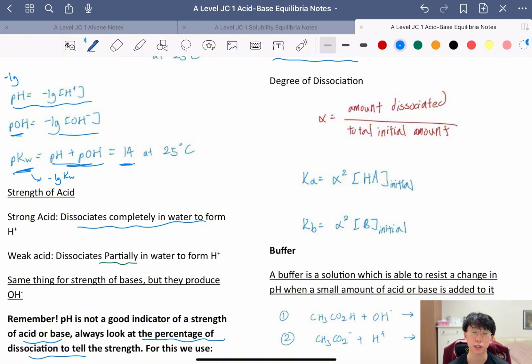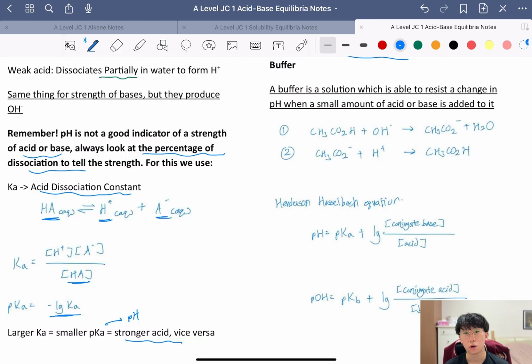Lastly, the degree of dissociation. Again, it's important to determine the strength of your acids or bases. And this is usually denoted as alpha, and it equals the amount dissociated over the total initial amount. And here there are some very easy equations that you could use in order to quickly determine the degree of dissociation.